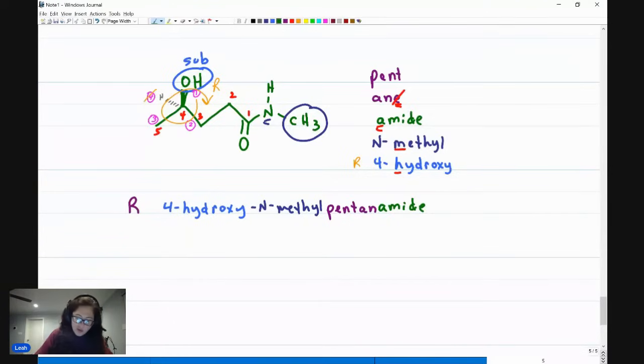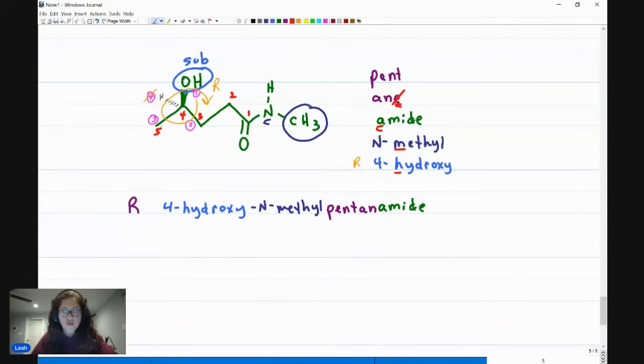Question, we don't write 4R, just R. Given that there's only one chiral center, we know that the R corresponds to the only chiral carbon on the molecule. If I had more than one chiral center, then I would have to specify. So let's say I had 2S, 4R, I would have to put 2S, 4R to show which stereo center corresponds with the R and the S in question. Okay, so that was a really good question. Let me know if that helped.